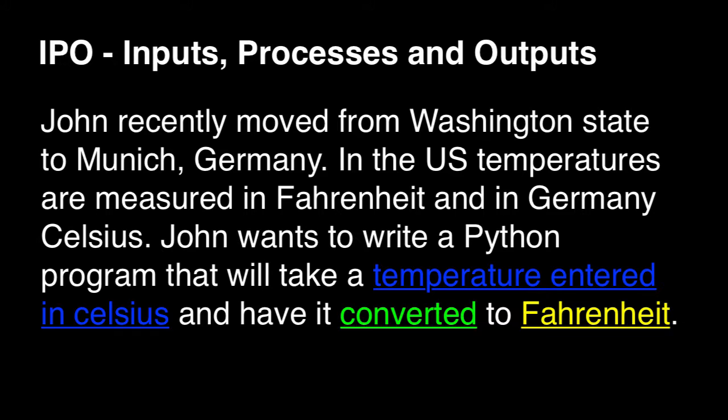The process or processes, and in this short example, there's just one process, and that's going to be converting the temperature in Celsius to Fahrenheit. And then the output is going to be the temperature in Fahrenheit. So again, the input is going to be the temperature in Celsius. The process is going to be the conversion of the temperature from Celsius to Fahrenheit, and the output is going to be the newly converted temperature in Fahrenheit.